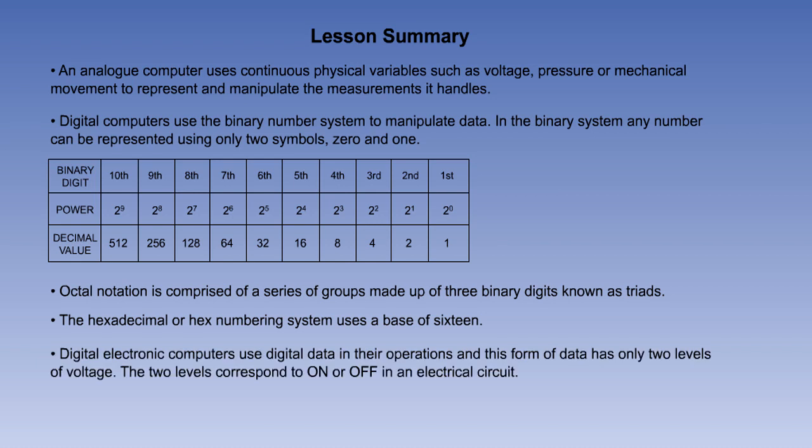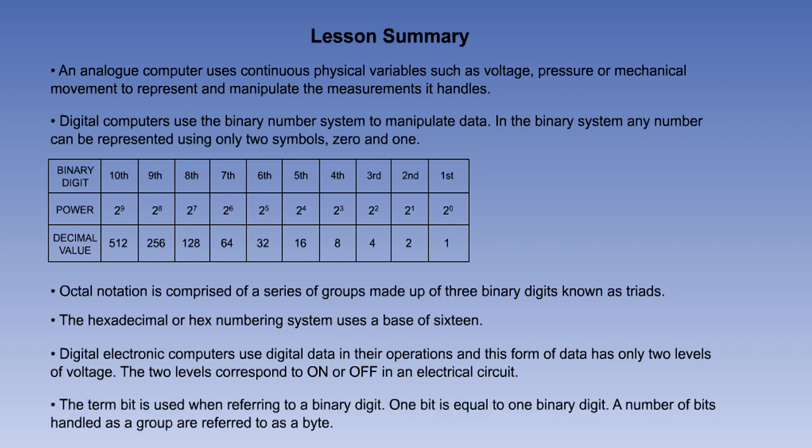Digital electronic computers use digital data in their operations, and this form of data has only 2 levels of voltage. The 2 levels correspond to on or off in an electrical circuit. The term bit is used when referring to a binary digit. One bit is equal to one binary digit. A number of bits handled as a group are referred to as a byte.